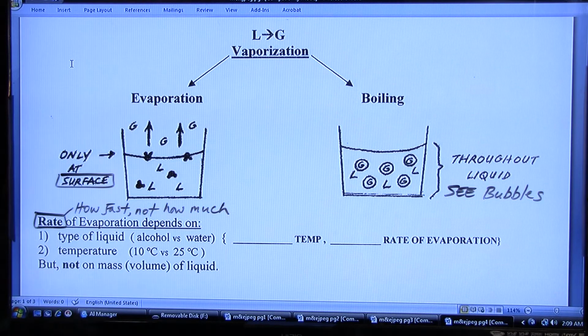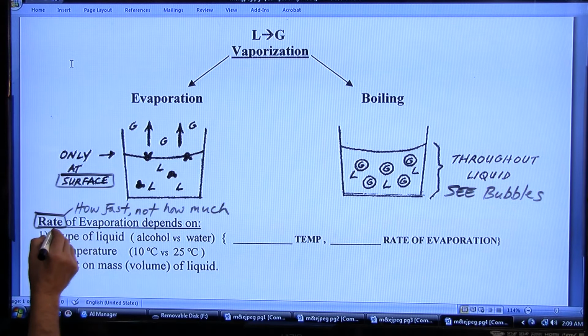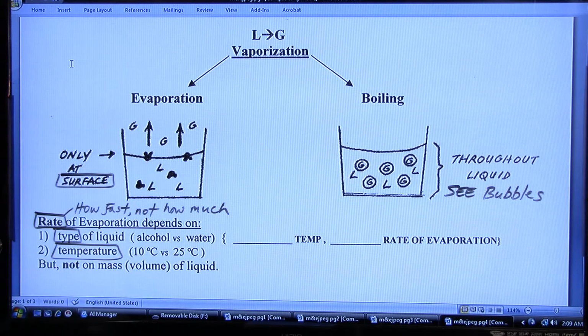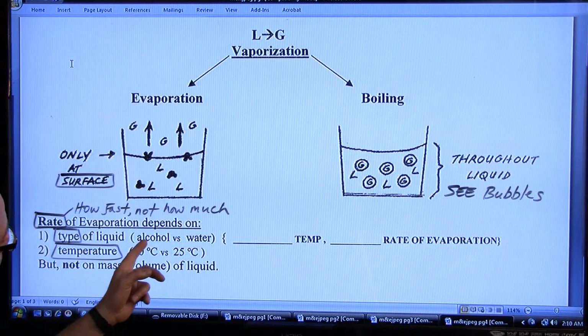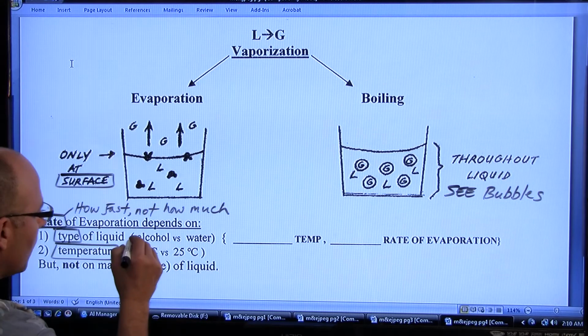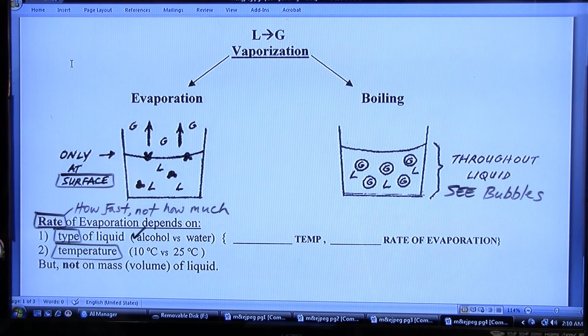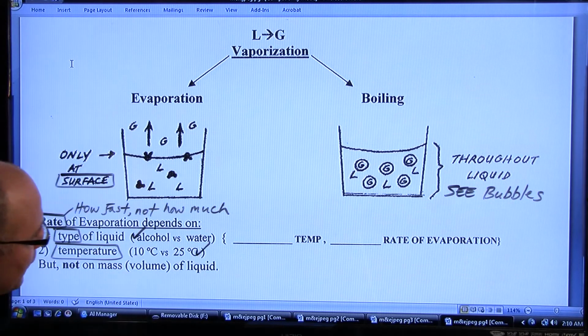The rate of evaporation depends on 2 things: the type of liquid and the temperature of the liquid. As far as the type of liquid is concerned, if you compare the rate of evaporation of alcohol to water, the alcohol is going to be faster. Because it turns out the alcohol has weaker attractions between its molecules. And we'll talk more about that later. And then, if you're talking about the temperature of the liquid, if you have the same liquid at different temperatures, the one at a higher temperature will evaporate faster.